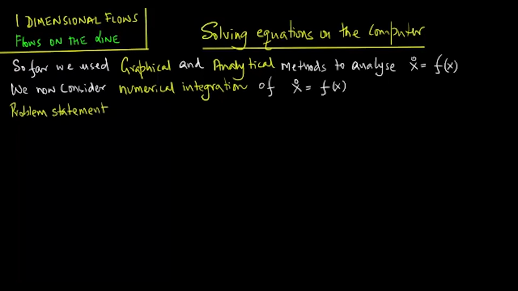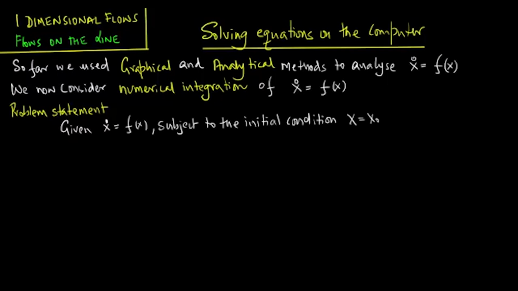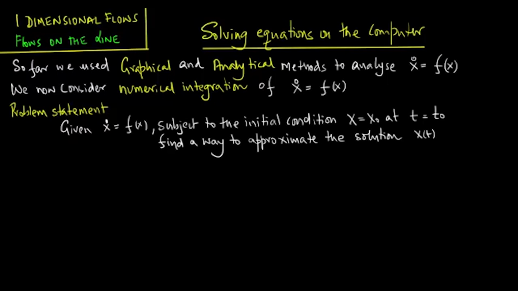Here's a general problem statement. Given x dot is equal to f of x, subject to the initial condition x is equal to x naught at t is equal to t naught, find a way to approximate the solution x of t. Let's outline Euler's method.